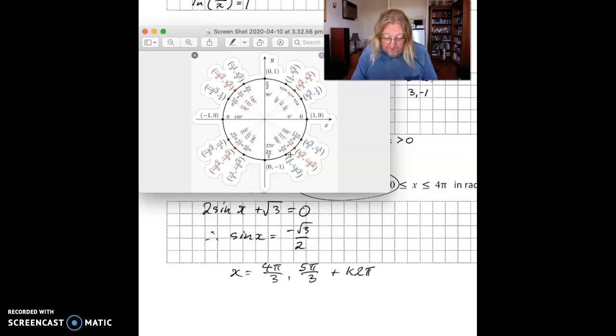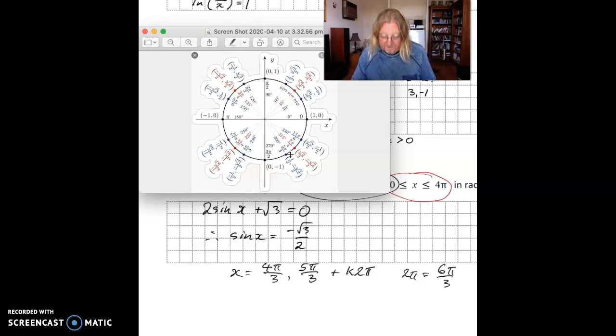So we have to consider the domain here. How many of the infinite amount of answers fall within that domain? Well, we're going to add 2 pi to each one. And if we get an answer inside that domain, that's a valid answer. If it's outside, well, then we discard it. How do we add 2 pi to 4 pi on 3? Well, the easiest thing to do, we know with fractions we need a common denominator. So 2 pi, if we're going to have a denominator of 3, is 6 pi on 3.